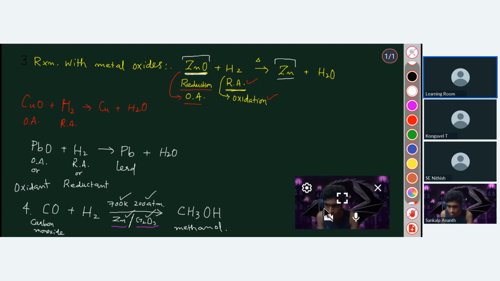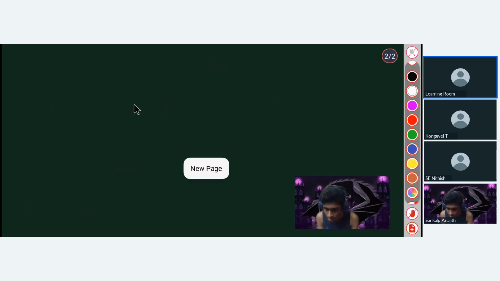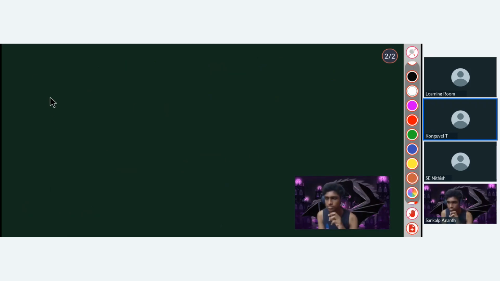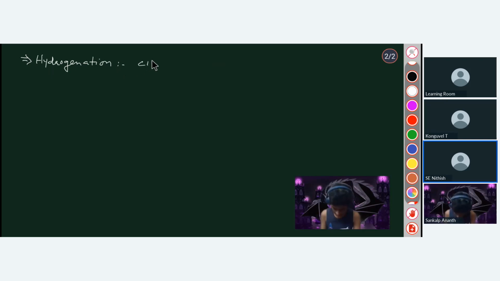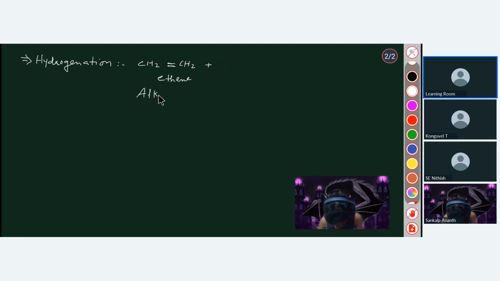Now, let's see the next one. Next is actually the reaction with alkenes. That is the hydrogenation. Hydrogenation means addition of hydrogen, right? The reaction with alkenes. We are having CH2 double bond CH2. This is your alkene, that is ethene, right? What is the spelling of alkene? It is alkene.